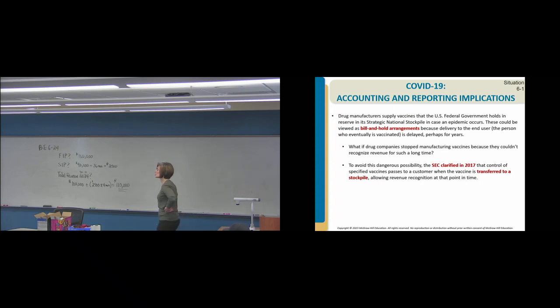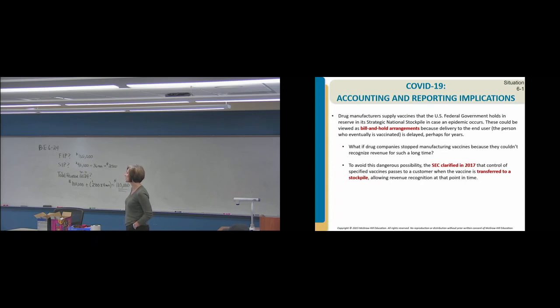Now, it says drug manufacturers supply vaccines that the U.S. federal government holds in reserve in its strategic national stockpile in case an epidemic occurs. These could be viewed as build and hold arrangements because delivery to the end user, and that's the person who's eventually receiving the vaccine, is delayed perhaps for years. Just what you want, right? A shot of something that's been sitting around in a stockpile somewhere in a warehouse for 4 years or something like that. Sounds like a great idea.